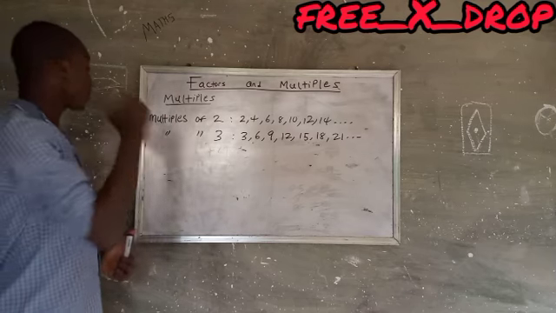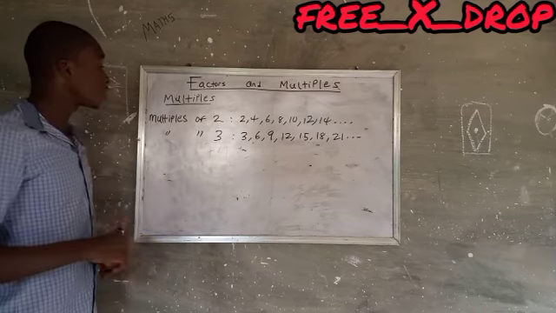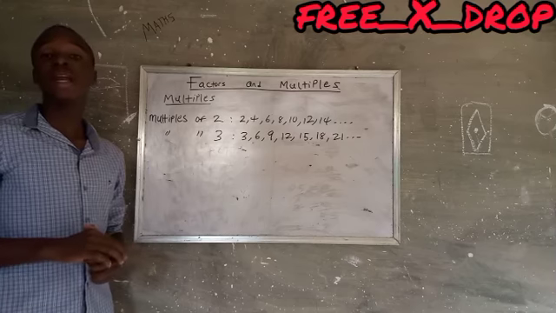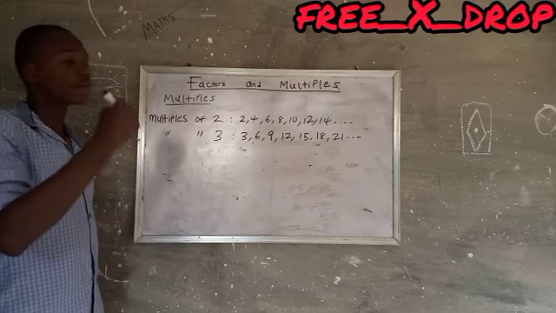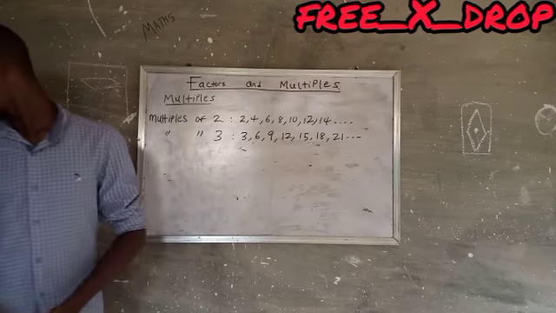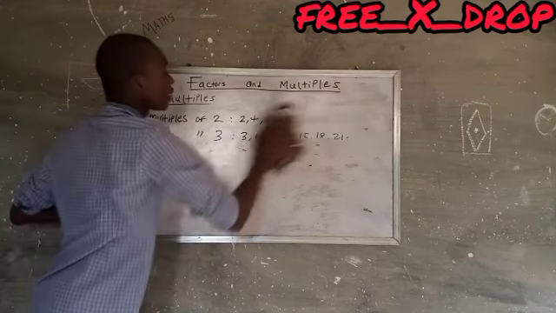Now, let me show you one way in which they set their question. When they want to set questions for multiples, most times they usually say, find the first 5 multiples of this. Find the first 5 multiples of that. So let me do one of that question so you understand what I'm talking about.